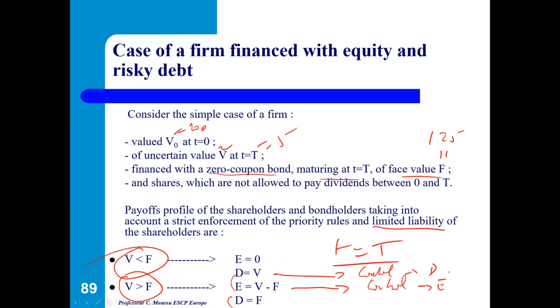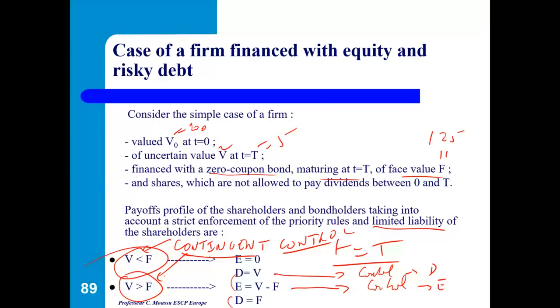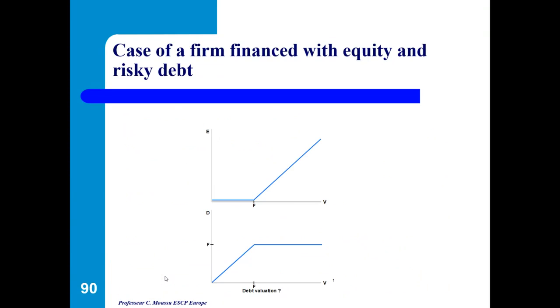Okay, so depending on whether times are good or times are bad, the control will be in the hands of shareholders or debt holders. We are talking of contingent control, meaning that the control of the firm at the maturity of the debt depends on whether the firm value is over or not the face value of the debt. Next, it's not option, not yet.